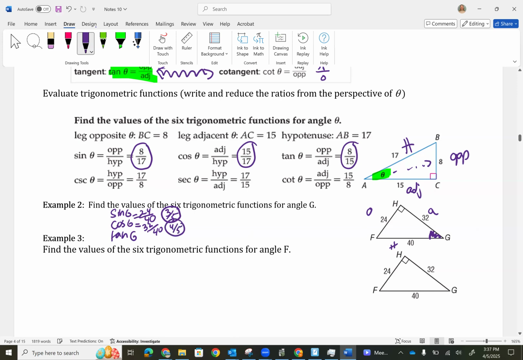And tangent would be the opposite leg, which is 24 over 32, which reduces to 3/4.